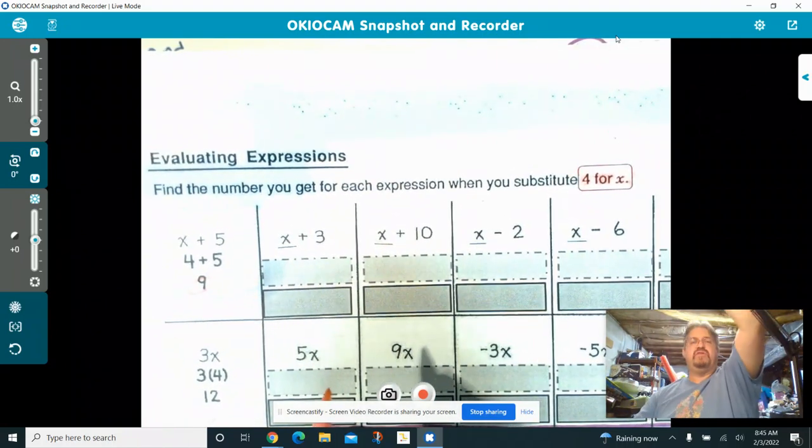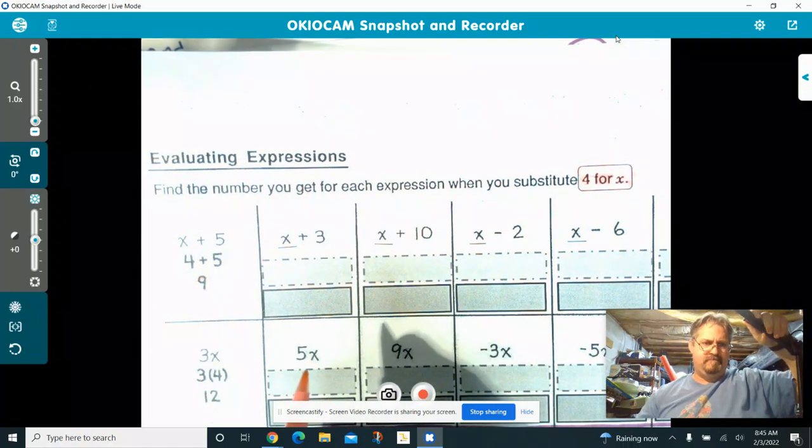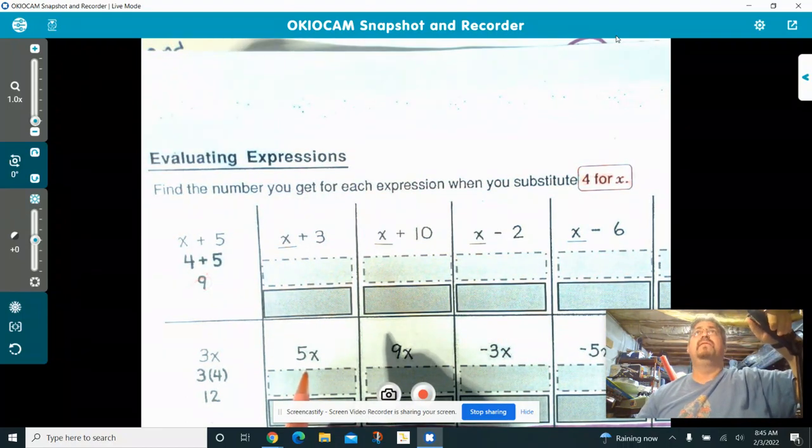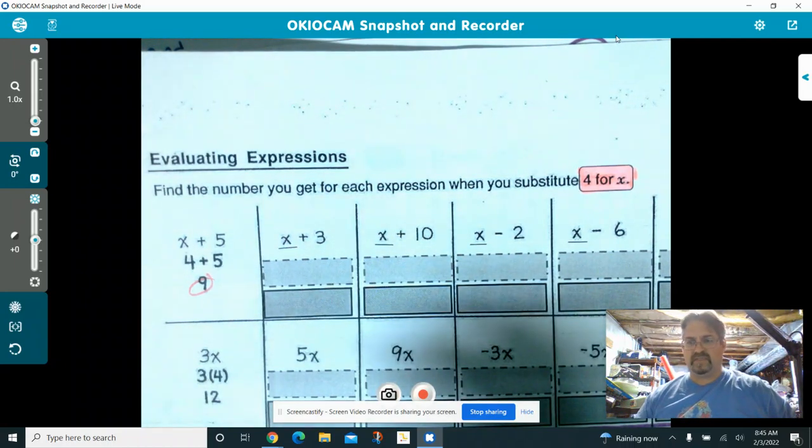Let me adjust my lighting, see if that helps. Not so much. Let me turn this one off. All right, it's a little bit darker, but you can see it better.